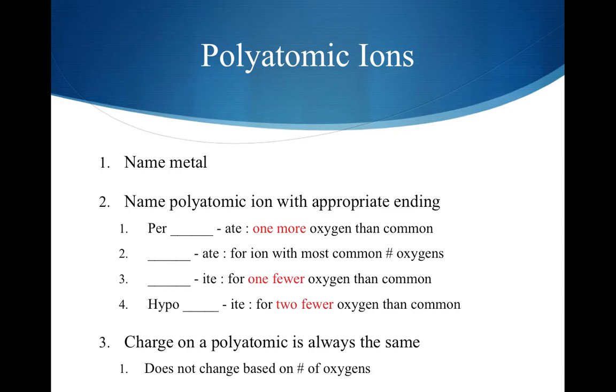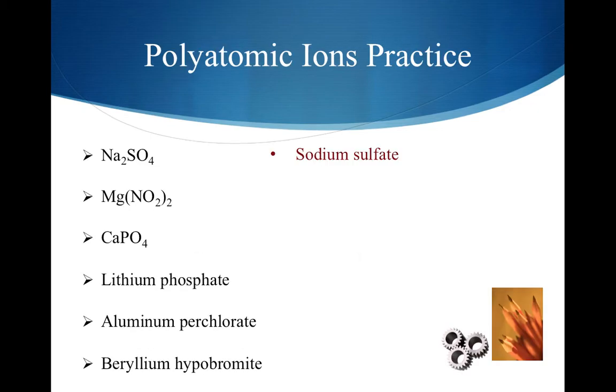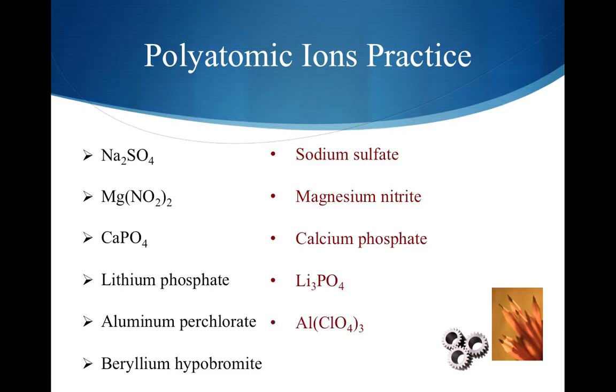And then we have chlorate, which means one more oxygen than common. So chlorate was ClO3. So then what does this become? That's aluminum ClO4. Well, now we have to figure out the charges. So perchlorate has a charge of -1. Aluminum has a charge of +3. So that's Al(ClO4)3, right? So we're just working through this.